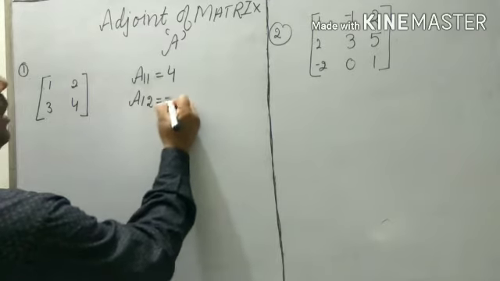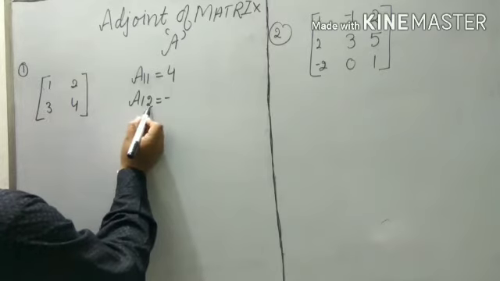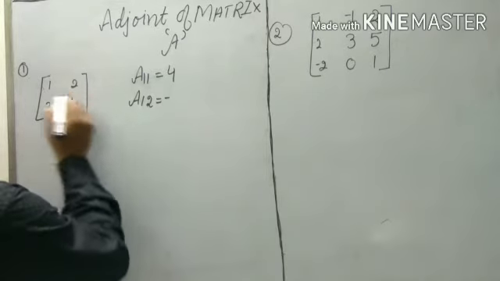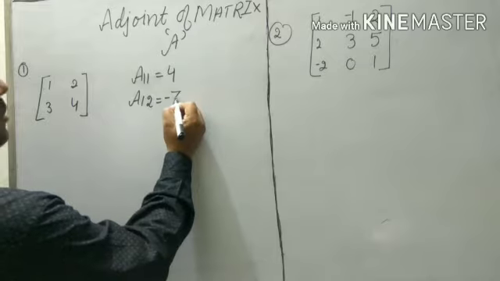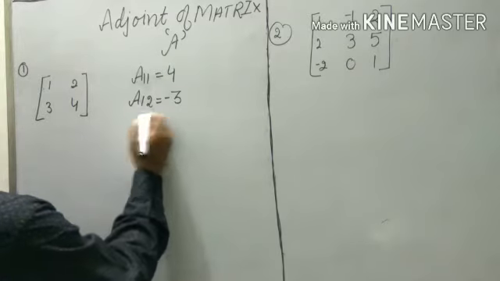A12 will be equal to minus of, I will delete the first row and the second column. It will be equal to minus 3. Why minus? Because 2 plus 1 is odd.